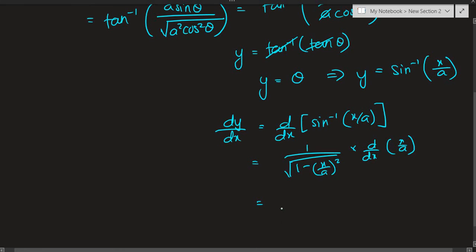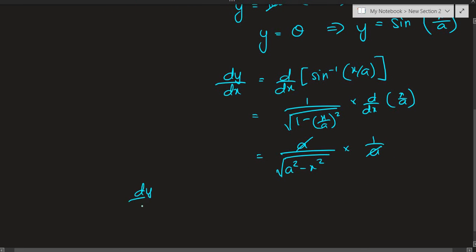We can certainly cross multiply. We get a squared minus x squared divided by a squared under a root, which can be taken on top. The square and the root cancel off. We just get a divided by the square root of a squared minus x squared, that's still under the root, times the derivative of x by a, which is just 1 by a. The a's are going to cancel out, so we just end up with dy over dx is nothing but 1 over the square root of a squared minus x squared. So you see how fantastic this thing is.